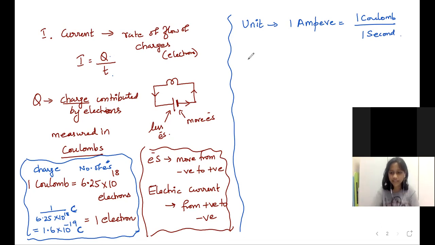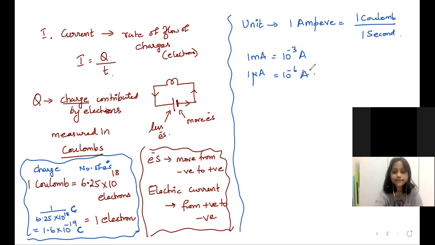And usual conversions. Usually we have some devices working at milliamps, some at microamps. Small electrical gadgets or electronic circuits work in this range, and you know it is 10 to the power minus 3 amps and 10 power minus 6 amps.